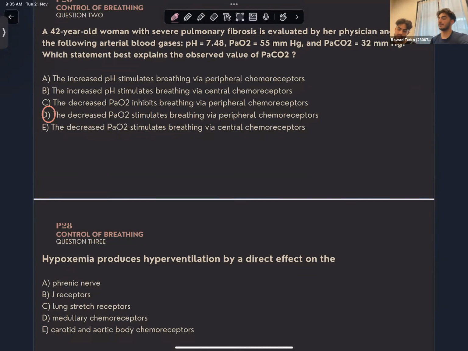Hypoxemia produces hyperventilation by the direct effect on what? This is also pure memorization, there's not really a lot of understanding here. Hypoxemia, perfect. Yeah, so it is E.